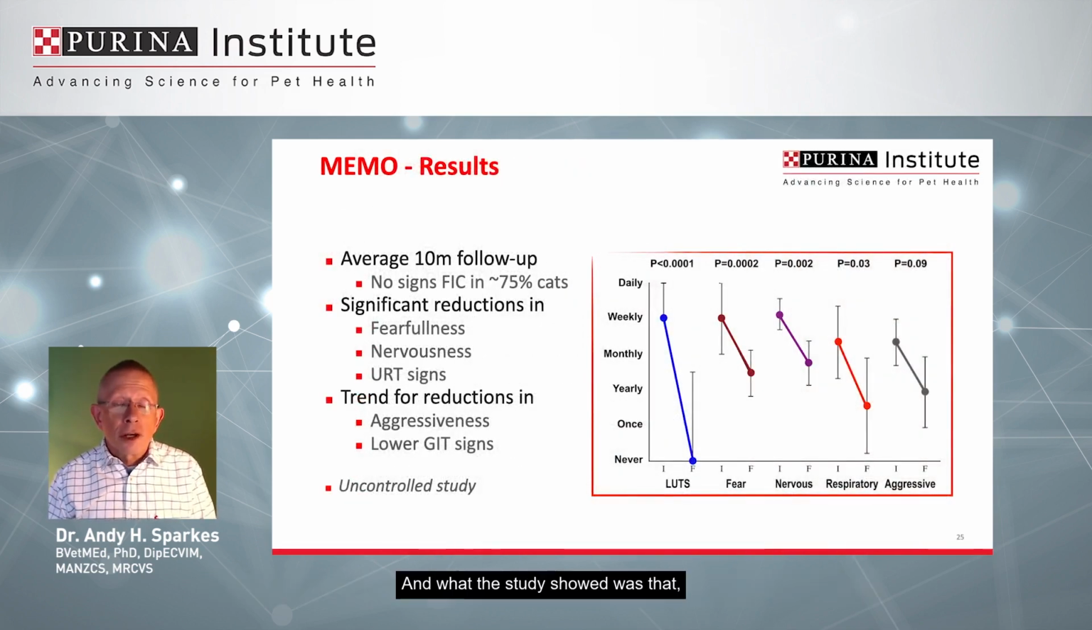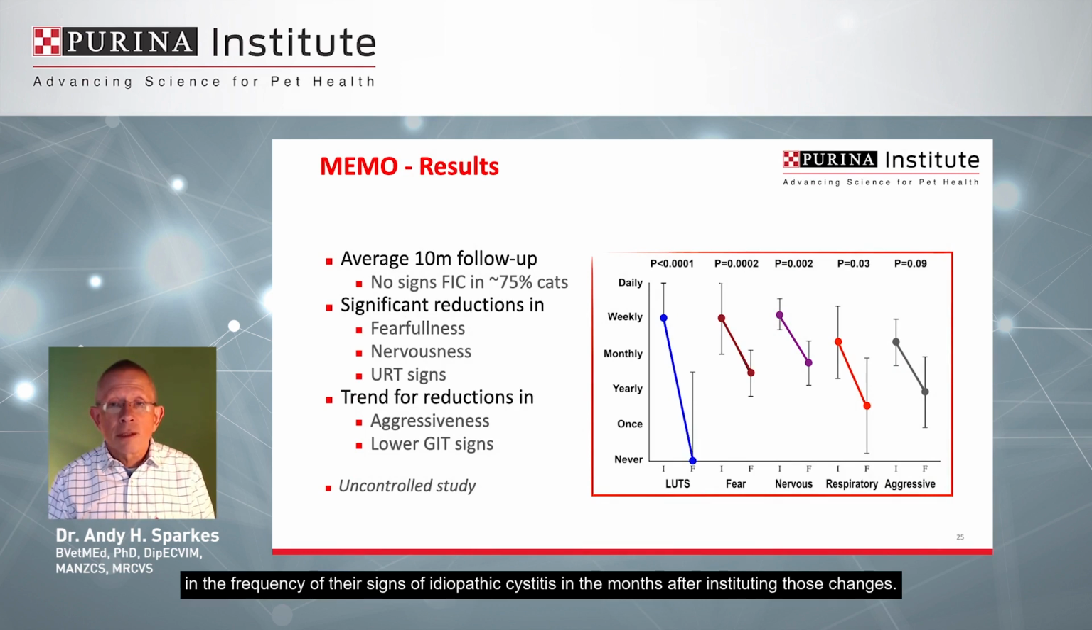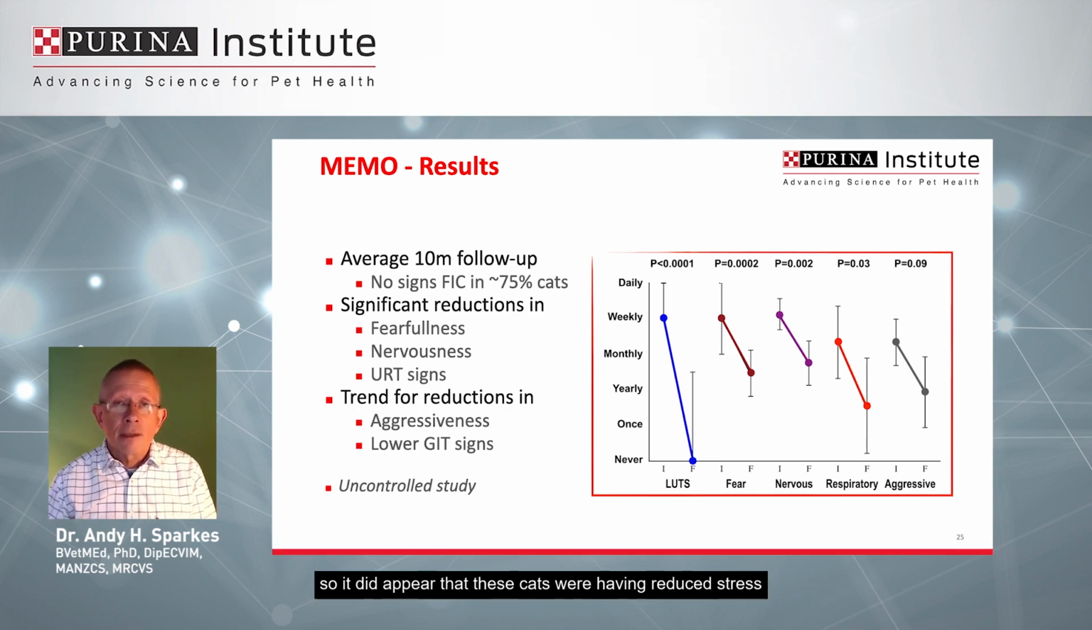And what this study showed was that in fact, these cats had a very significant reduction in the frequency of their signs of idiopathic cystitis in the months after instituting those changes. There were other improvements, reduced fear, reduced nervousness, and so on. So it did appear that these cats were having reduced stress and reduced recurrent episodes of idiopathic cystitis.